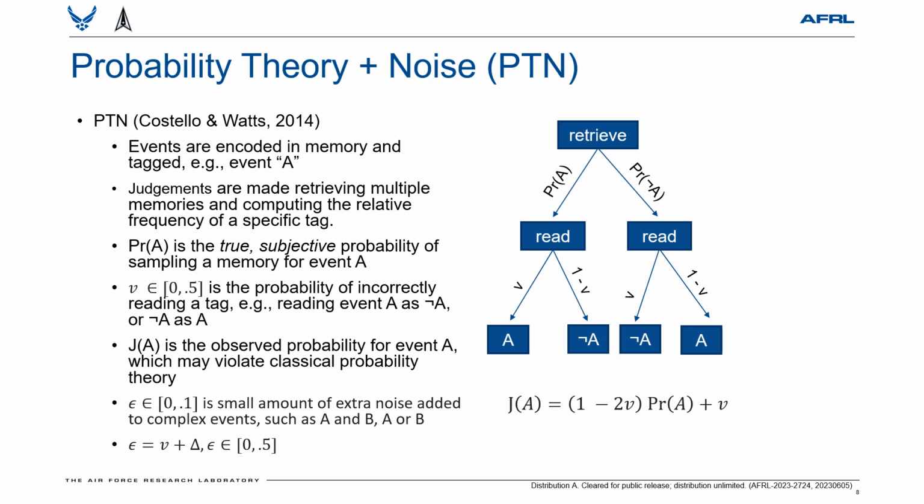The tree on the right illustrates the process of retrieving and reading a memory. Probability of A is the true subjective probability for event A, and V, which ranges from 0 to 0.5, is the probability that a retrieved memory is read incorrectly. For example, there is a V chance that A is misread as not A. When V equals 0, the PTN follows classical probability theory. The judged probability, denoted JA, is defined below the tree, which is the sum of the branch probabilities leading to A. According to the PTN, complex events such as conjunctions have a small amount of additional noise denoted as delta. The sum of V and delta is given by epsilon, which must range between 0 and 0.5.